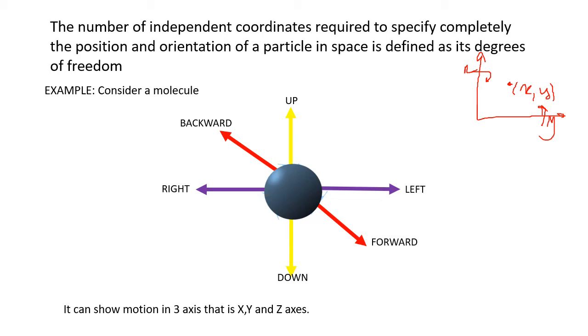Now let us take an example. Consider a molecule. This molecule can move upward, downward, backward, forward, left and right. So it can move along the z coordinate, the x coordinate and the y coordinate. It can show motion in three axes, that is x, y and z axis.